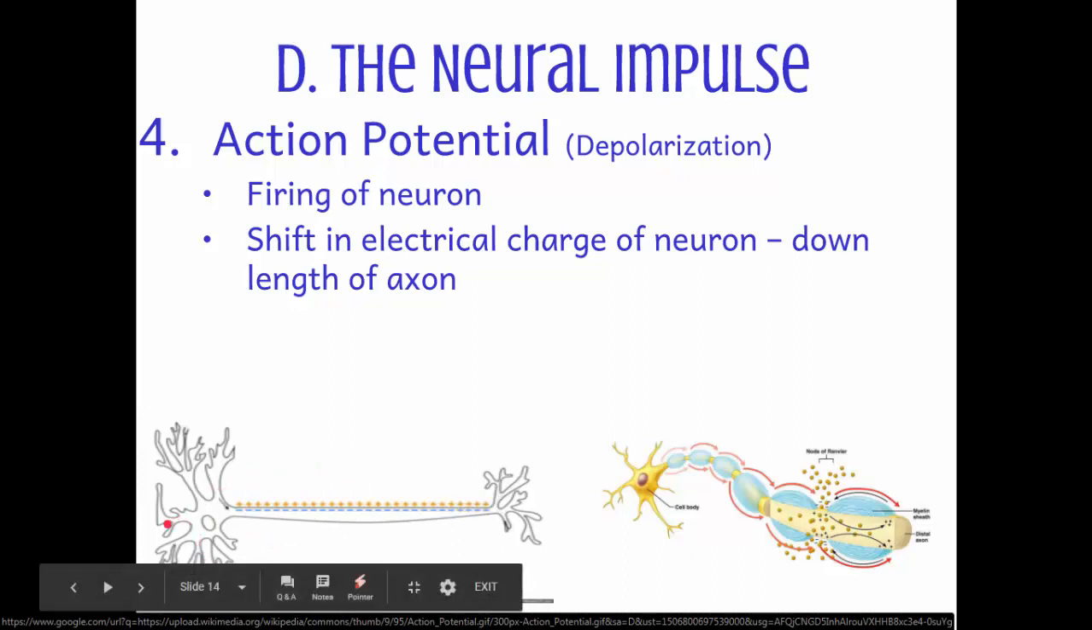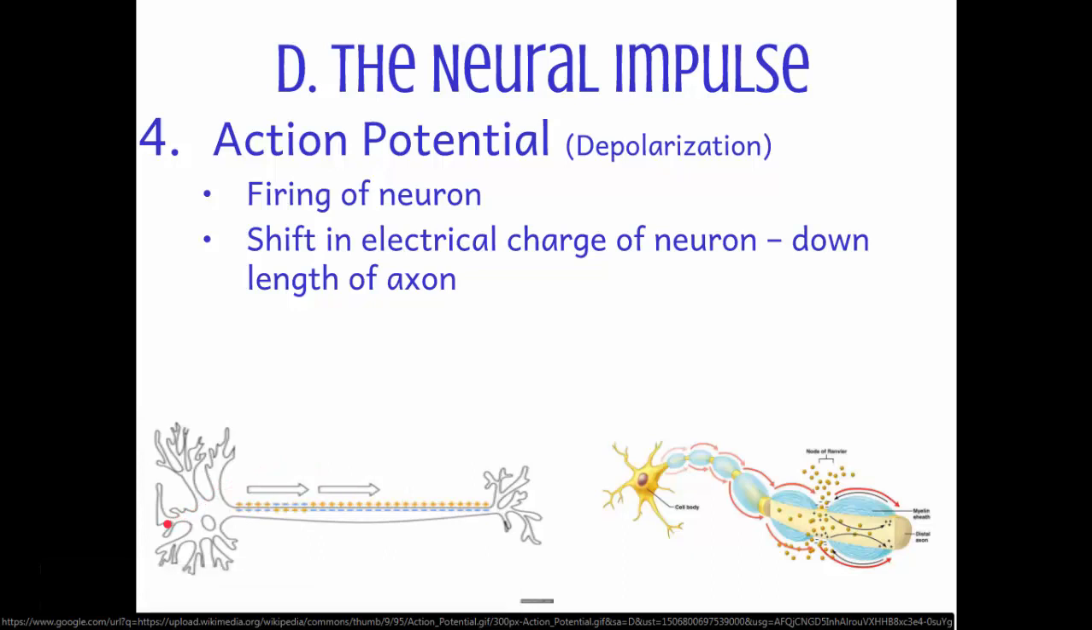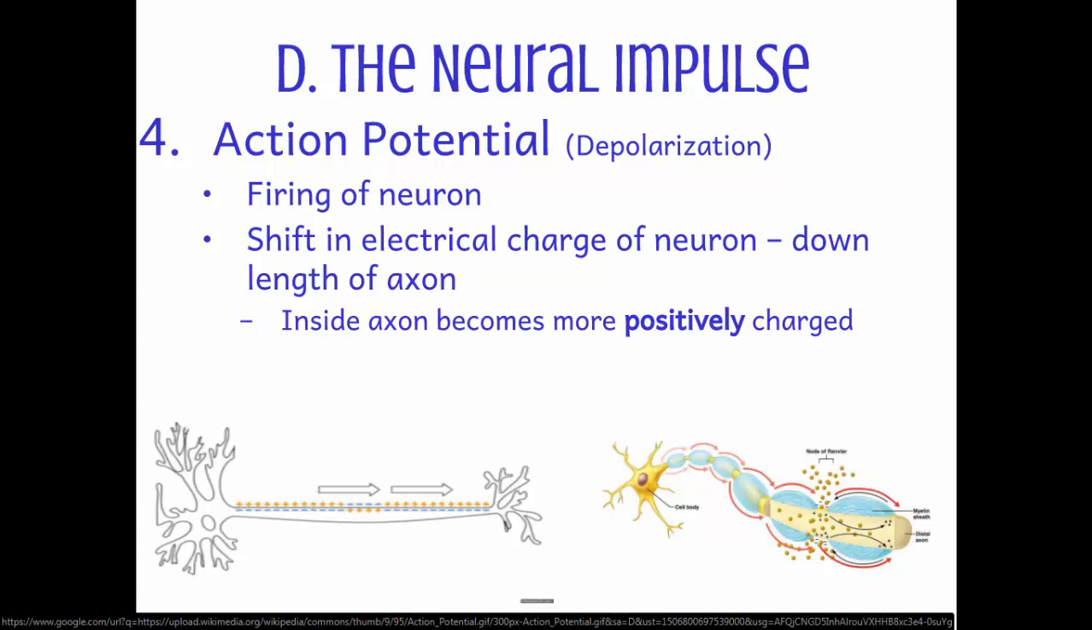Watch the arrows as it goes across, the information comes in, and all of those positive ions are shifting to the inside, and the negatives are shifting to the outside. So when we talk about depolarization, the inside of the axon now becomes more positively charged, where in resting potential it was more negatively charged. So it's that exchange of the ions down the length of the axon.